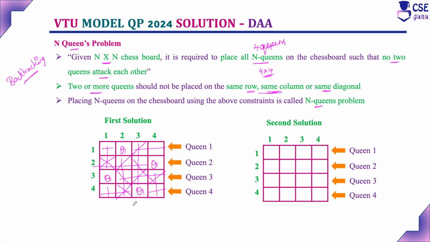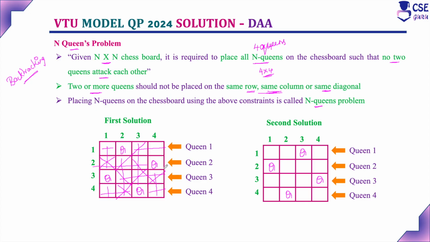And the second solution: the first queen you place in first row, third column, the second queen in second row, first column, the third queen in third row, fourth column, and the fourth queen in fourth row, second column. This is the second solution. So 2 solutions are possible with this 4 into 4 queens problem.